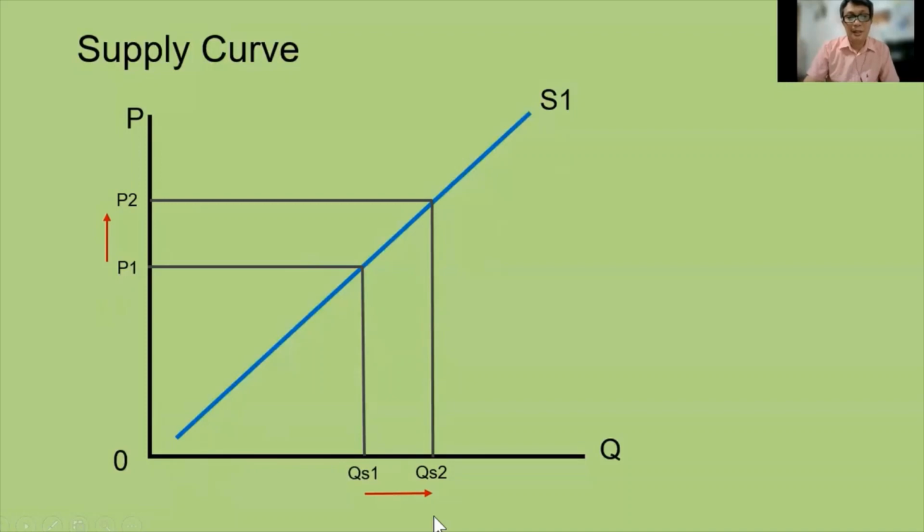Of course, the reverse can also happen. If the price falls, what will happen to quantity supplied? Quantity supplied will also fall. If the price is lower, producers have no reason to make a lot of it or to sell many of the products, so they will reduce their production. They are now less willing to sell the products. Okay. Questions? I hope everything's clear.